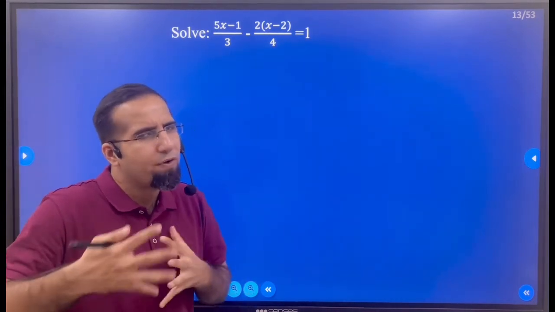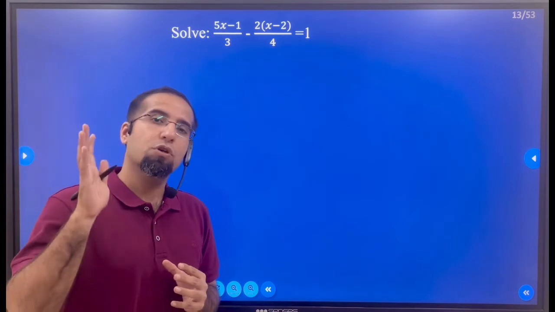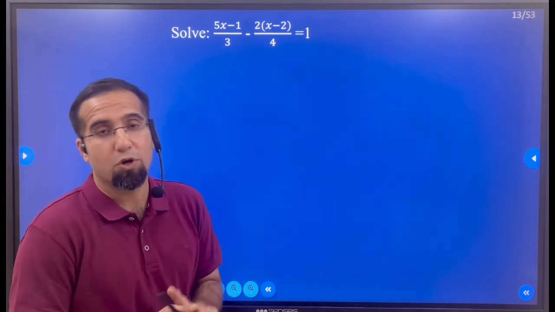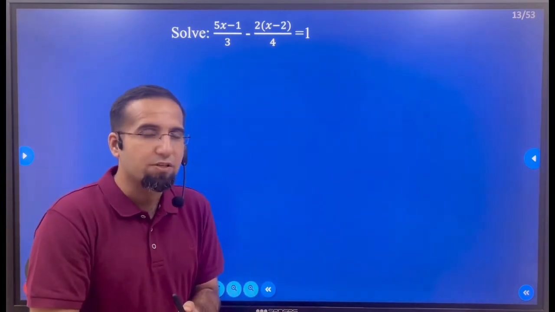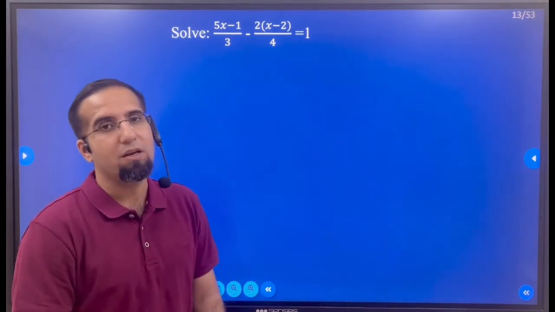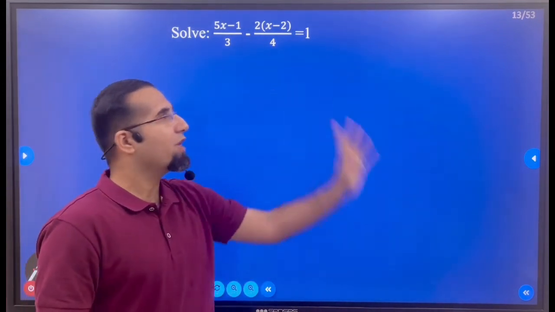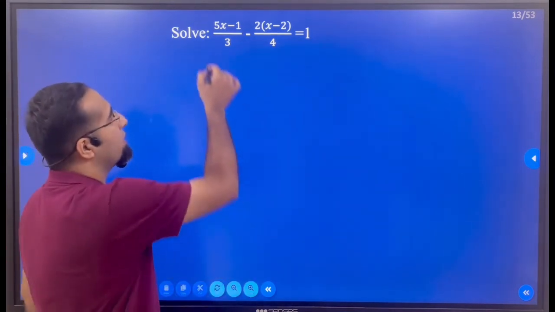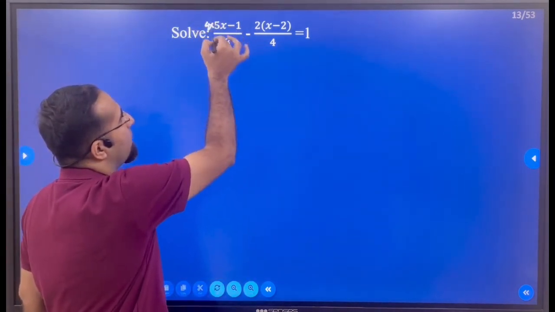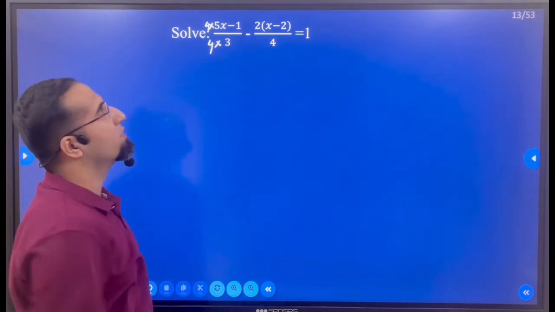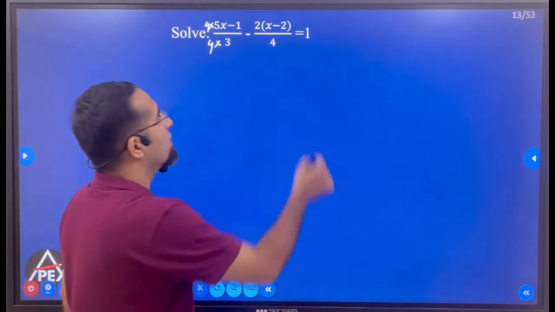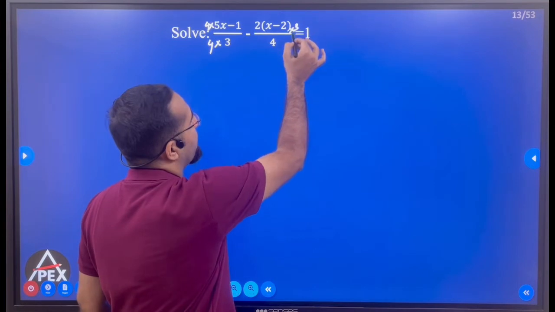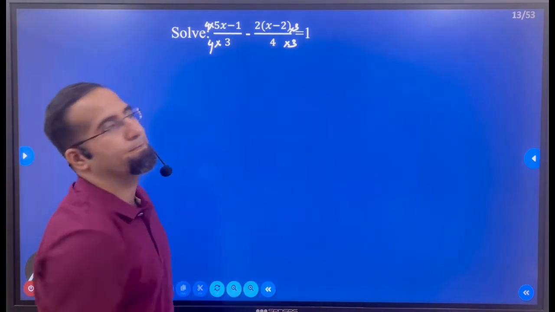Now what is the motive of LCM? LCM is used to equate my denominators, because addition or subtraction of fractions is done only when the denominators are equal. So what is the LCM of 3 and 4? LCM of 3 and 4 is 12. So one more way of making the denominator the same is to multiply the numerator and denominator with 4 in this case, and here multiply the numerator and denominator with 3 in this case.